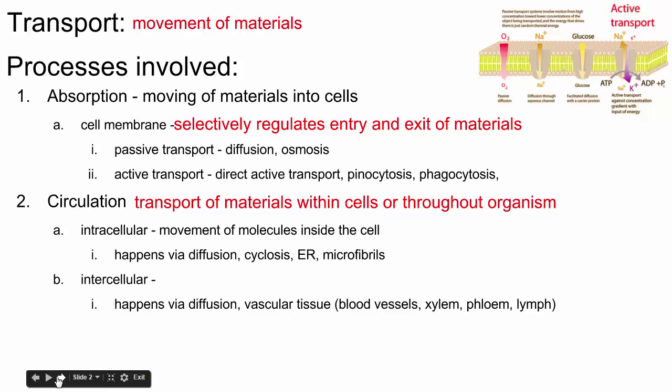But in more complex organisms that are made of multiple cells, multicellular organisms, there are other means as well. That's called intercellular transport, transporting material between different cells. And this happens differently depending on the type of organism. Sometimes material can diffuse from one cell to another. Many complex organisms have vascular tissues, like plants have xylem and phloem. Animals have blood vessels to transport things, lymph material. This is how things get transported from one cell to another.